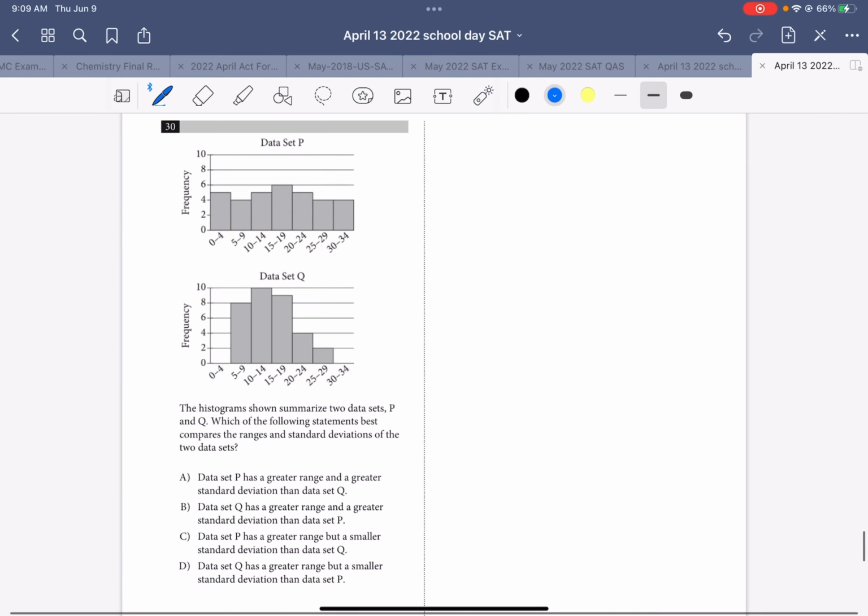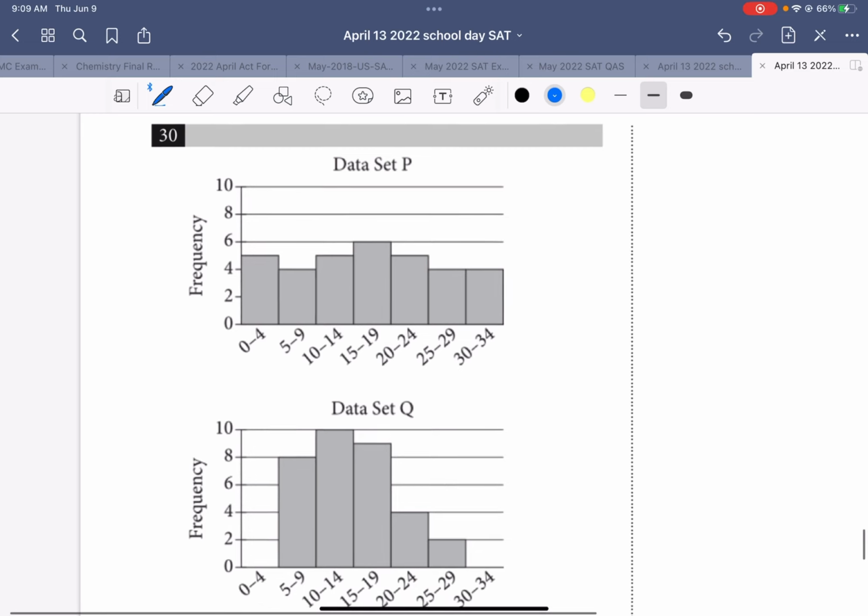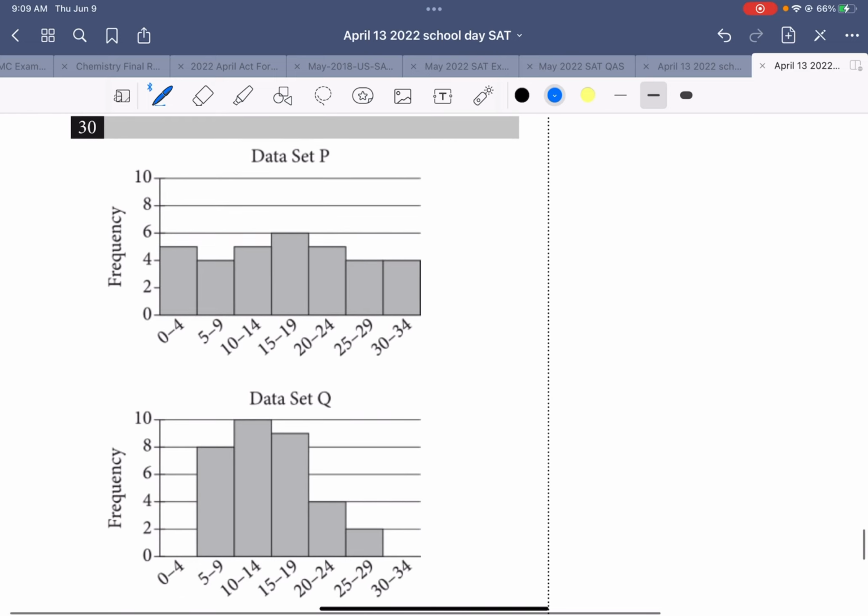Number 30. The histogram shows a summary of two data sets, P and Q. Which of the following statements best compares the ranges and standard deviations of the two data sets? So they gave you two data sets, and then let's look at the detail. We'll talk about range and standard deviation. When you compare, see which one is bigger.